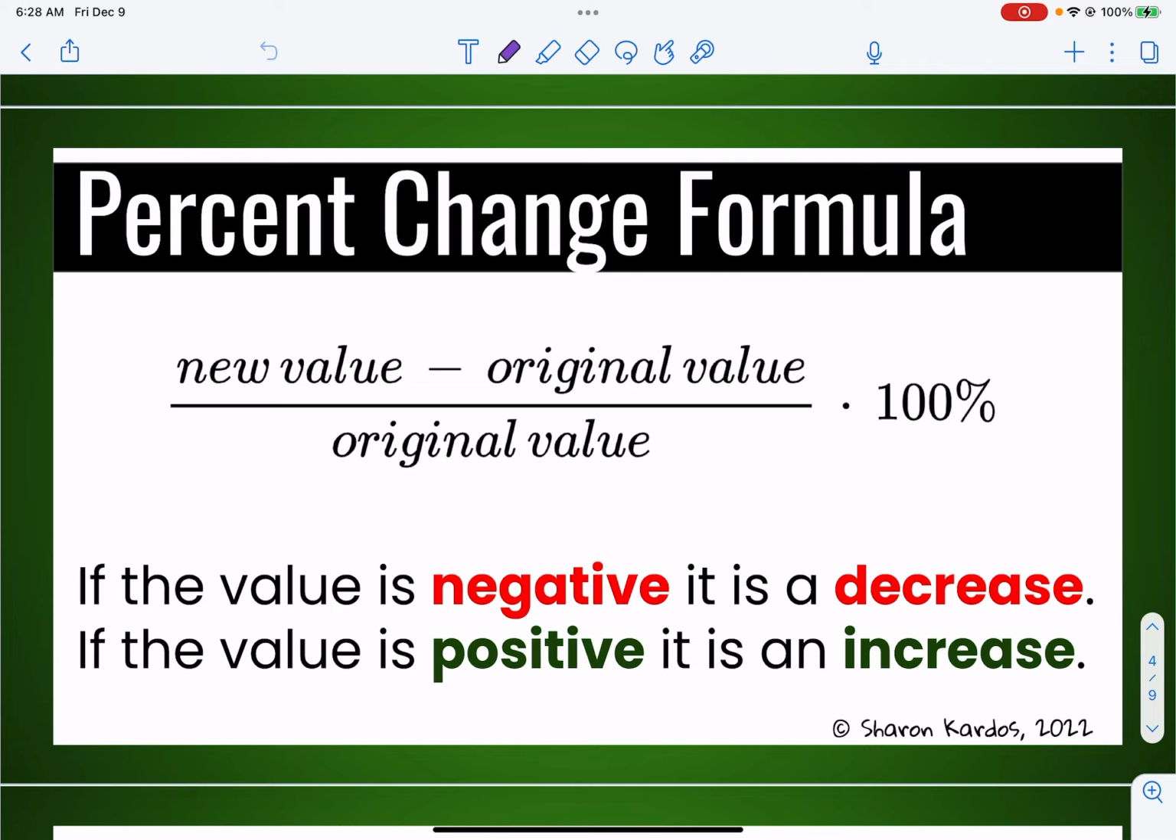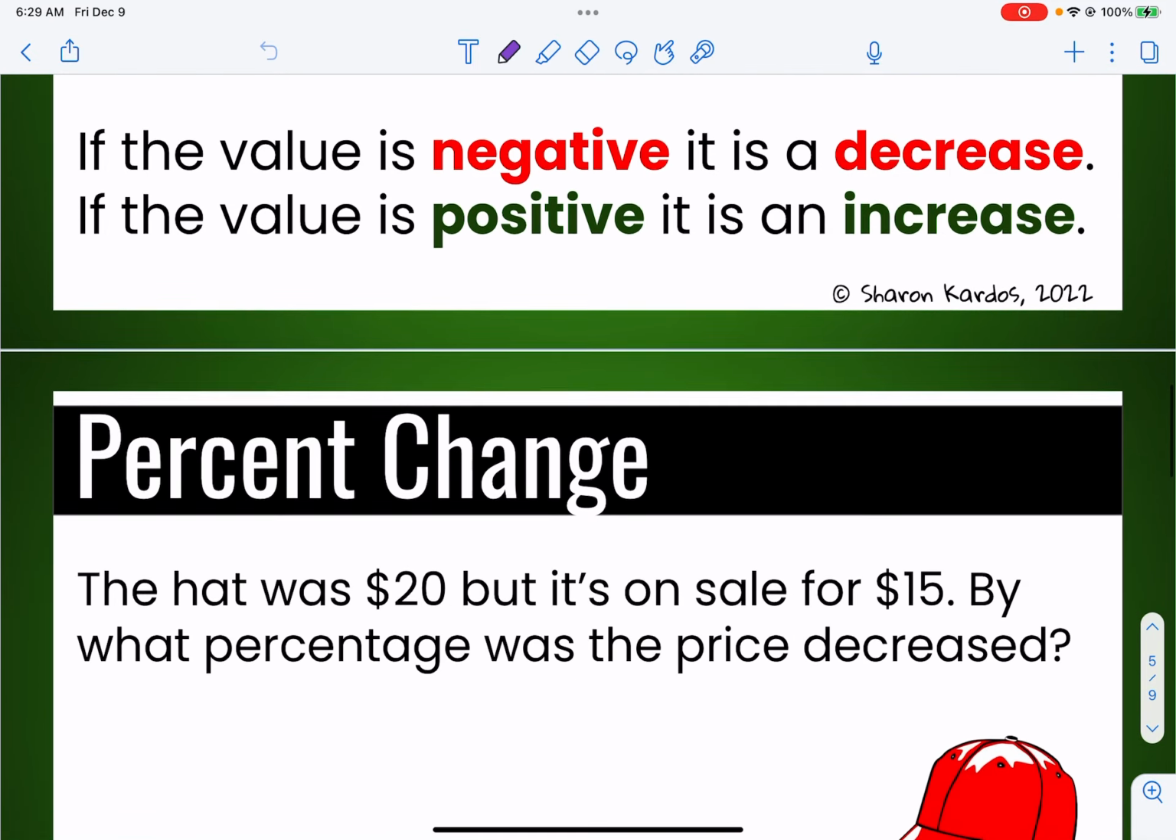So if we wind up with a value that is negative, that would be a percent decrease, meaning that we started with something higher and it changed to something lower. Or if we get a positive value, that would be a percent increase, meaning that we started with something lower and it went higher. So that's a lot of words, so let's apply it to an example so it makes a little bit of sense.